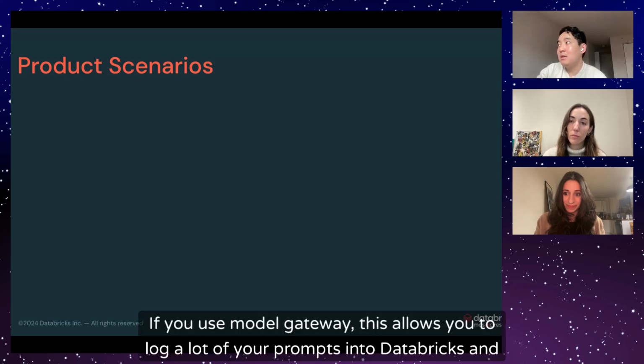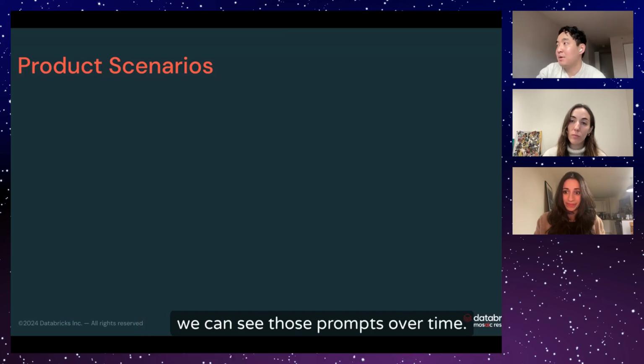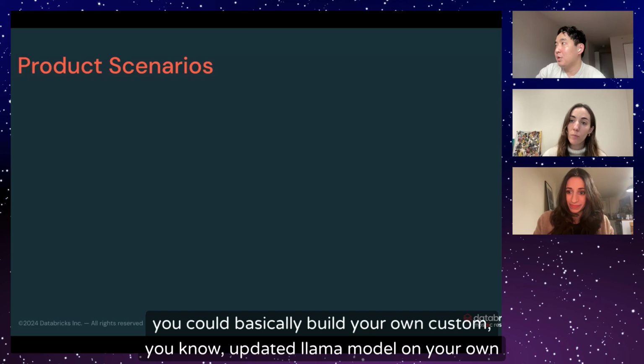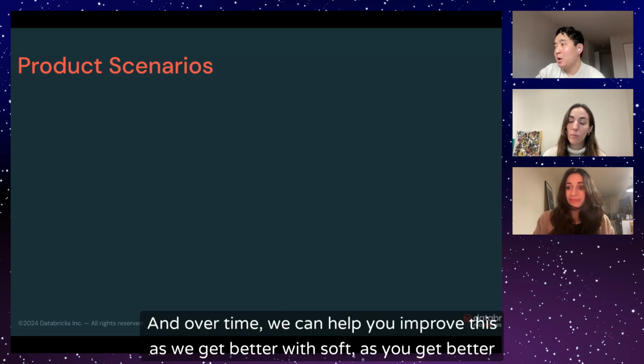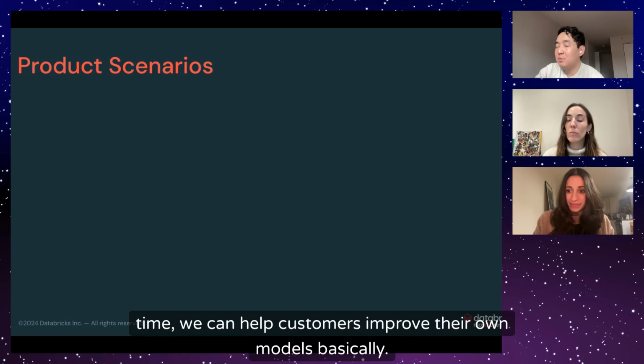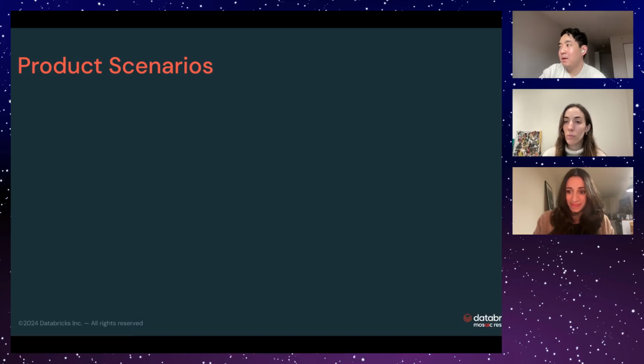And then, if you're a customer and you are using these proprietary models, if you use Model Gateway, this allows you to log a lot of your prompts into Databricks, and we can see those prompts over time. With that, you could build your own custom, updated Llama model on your own prompts. And over time, we can help you improve this as we get better with SOFT, as we get better with our reward modeling, as we get better with all these different techniques. We can help customers improve their own models.